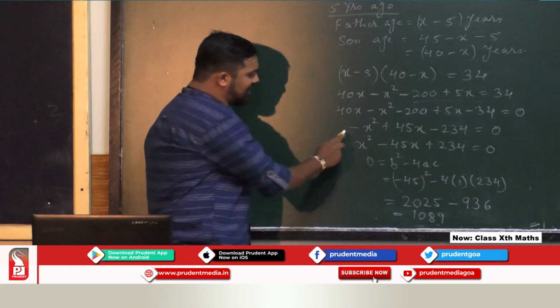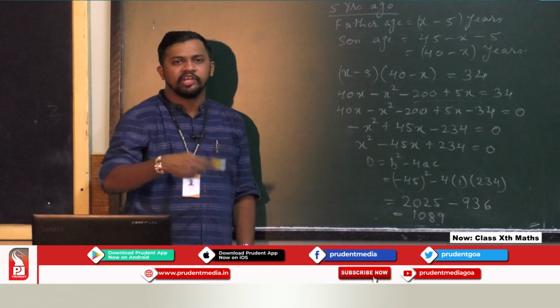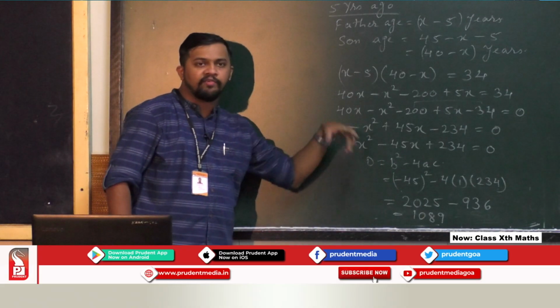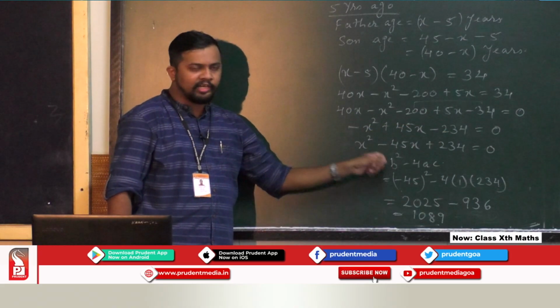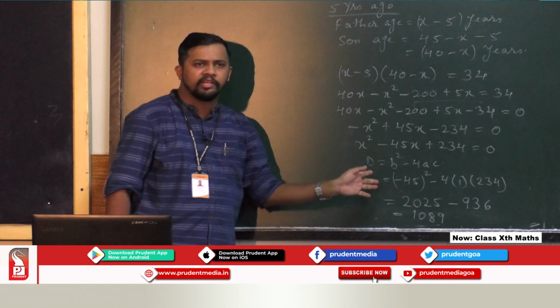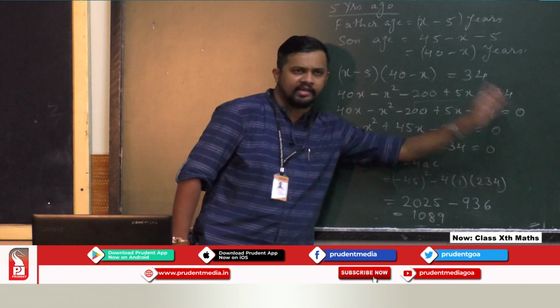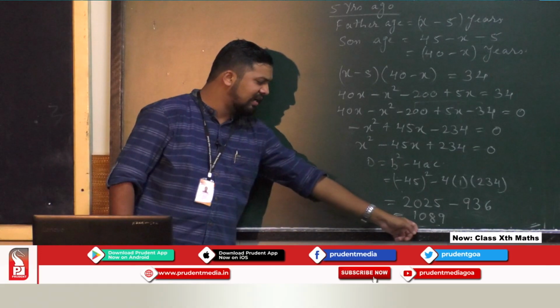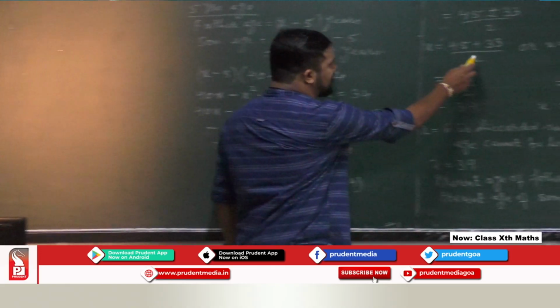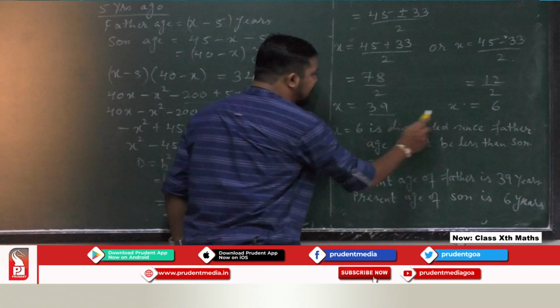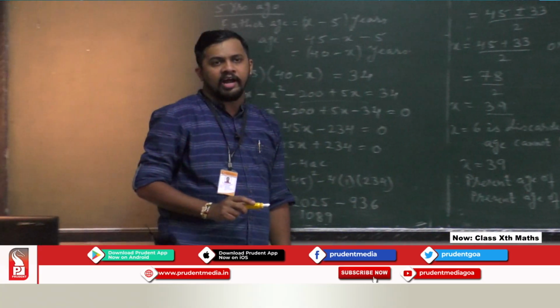Since the equation was having negative x square, what I did was I changed the sign. If I change the sign, every term's sign has to be changed. Negative make it positive, positive make it negative. So I changed the sign, or it is actually nothing but taking all these terms to the other side. I got D as 1089. 1089 is a perfect square. So find out the square root, you got 33, and you got first 39 and 6. Now out of this I have to discard one.